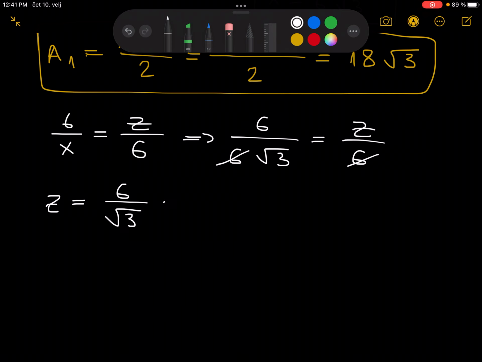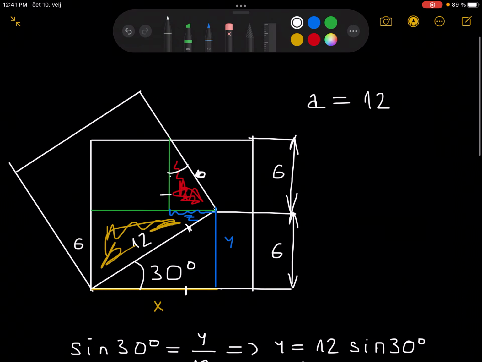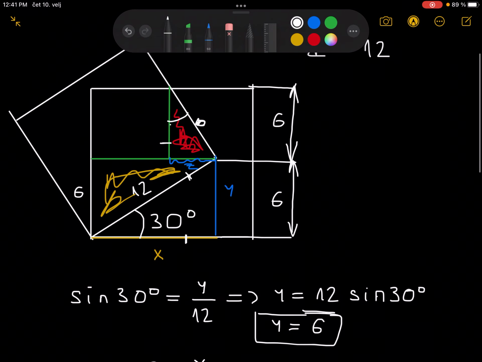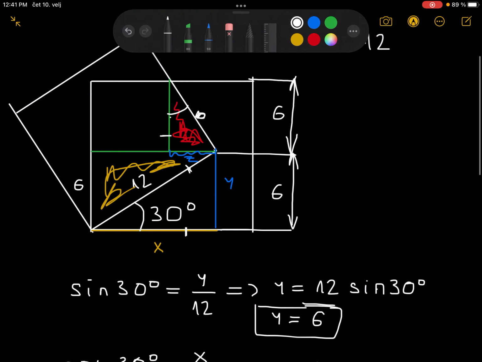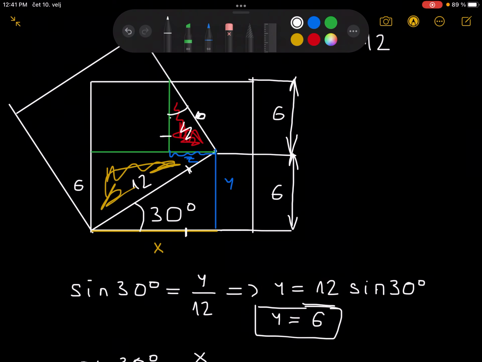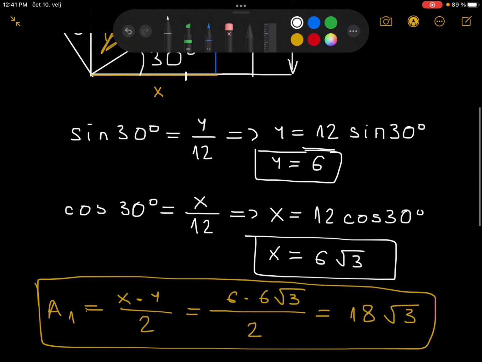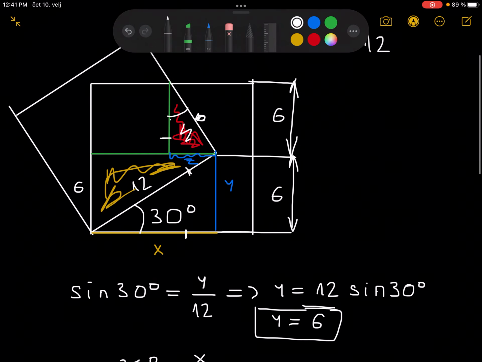square root of 3. And once we rationalize this expression, we'll get that this is equal to 6 times the square root of 3 over 3, which is just equal to 2 times the square root of 3. Since we already know the height of this triangle right here, and since we know the z value, we can say that that is going to be area 2.